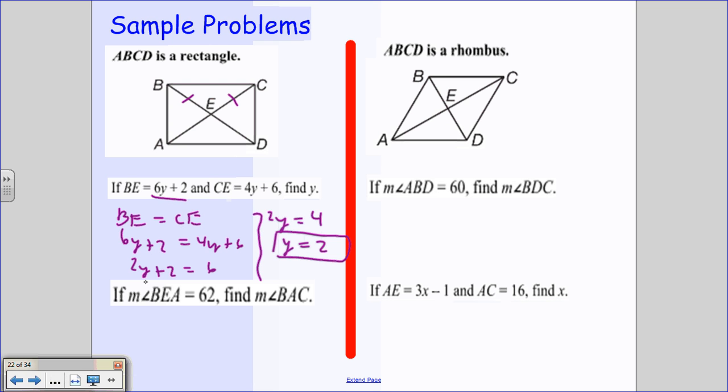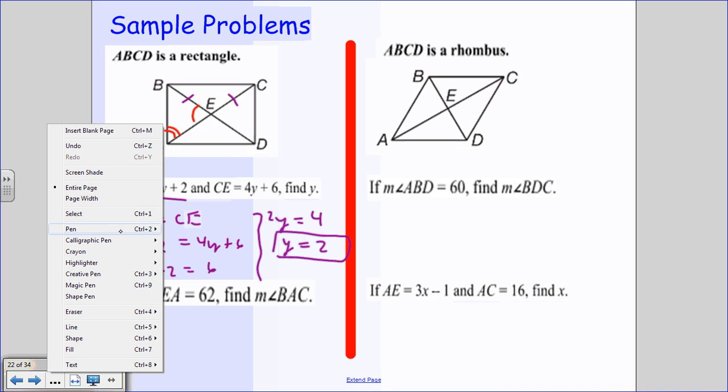Alright, then it tells us the measure of angle BEA, which is this angle here, is 62 degrees. Find the measure of angle BAC. So BAC would be this angle right here.